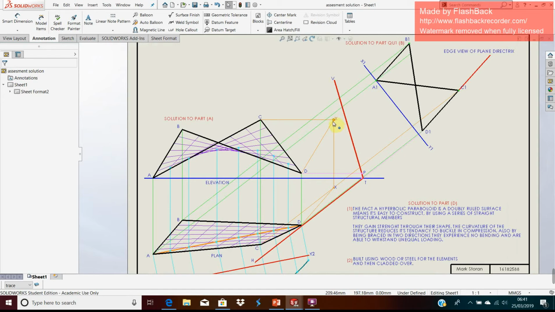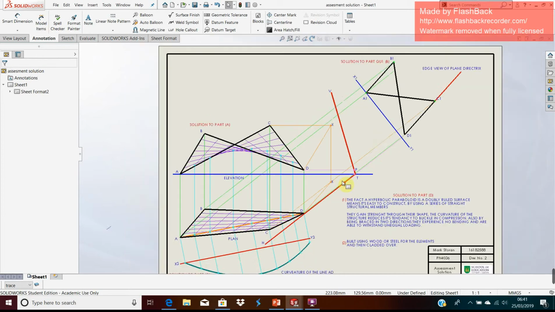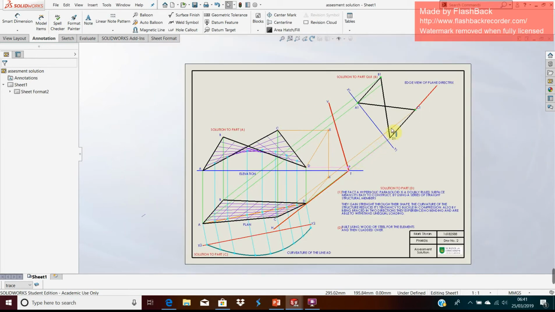So now is to find point X in plan. So project X down to plan, and the same thing again, taking a copy of the line AB from point D. So that line here is parallel to that line. So project that out, and where it cuts the line we brought down from elevation will give us point X in plan. So now we project our corner C through X, and that will give us the angle we're looking in at to find the edge view of the plane director.